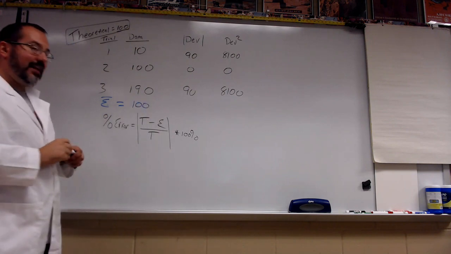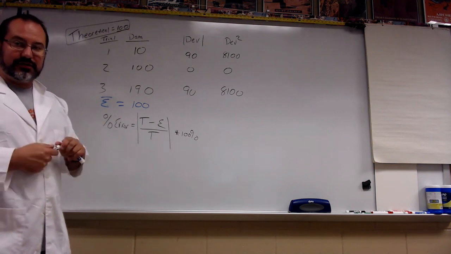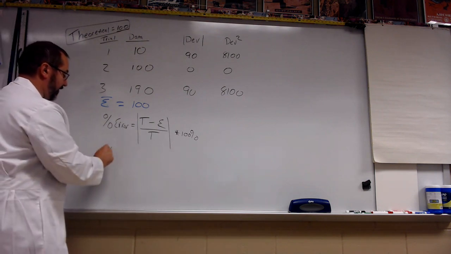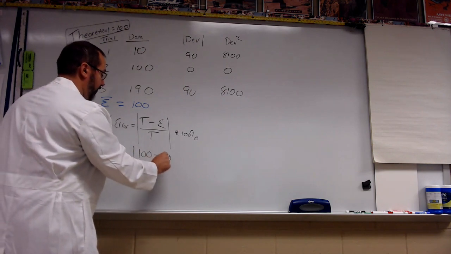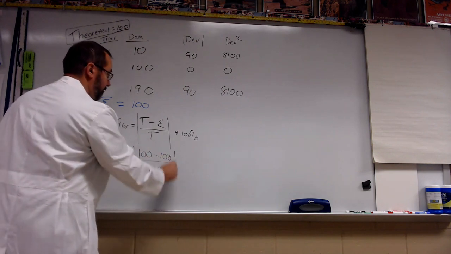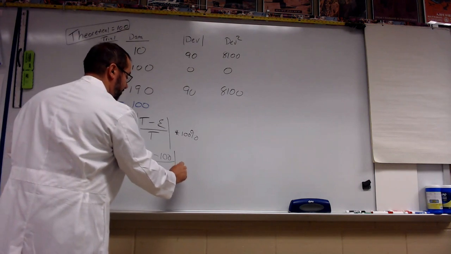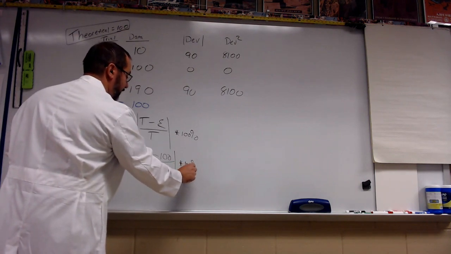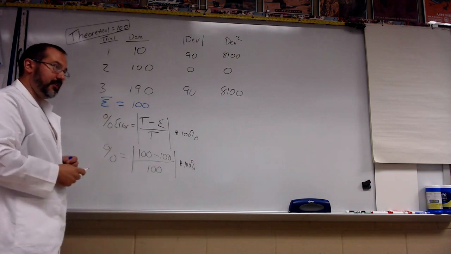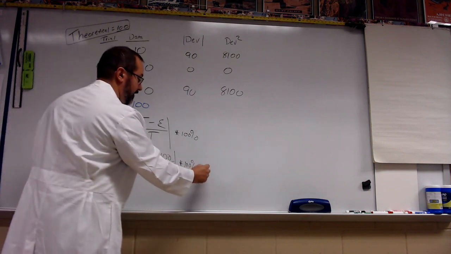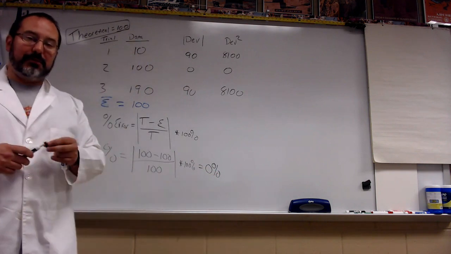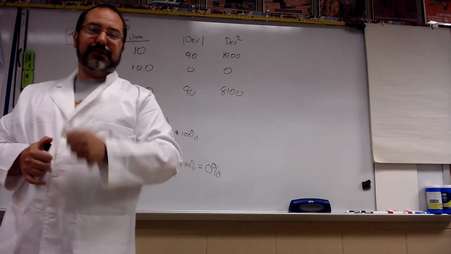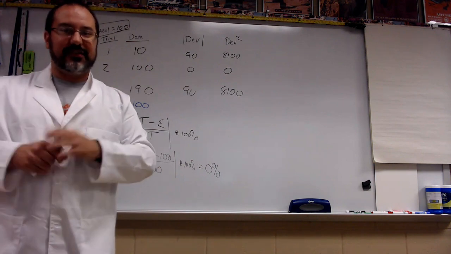With that information, you might already see where this is going. Our percent error is going to be 100 minus 100 over 100, times the 100% to convert it from a decimal into a full percentage, and we end up with 0% error. Wow, you did an experiment and you got 0% error. You must have done an excellent job.